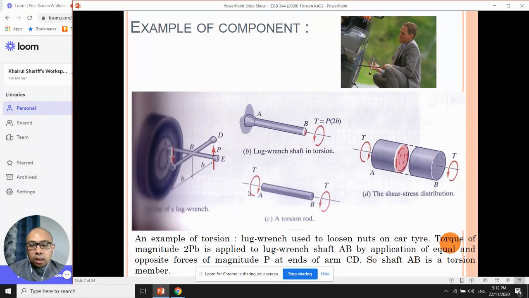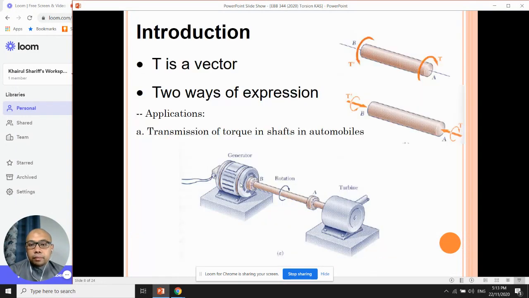Okay, so this one I just want to give you an example of how the torsion mode has been applied in our daily life. I don't want to explain more on this because I think you have learned it when you were in matriculation or STPM, regarding the right hand rule of the torsion.